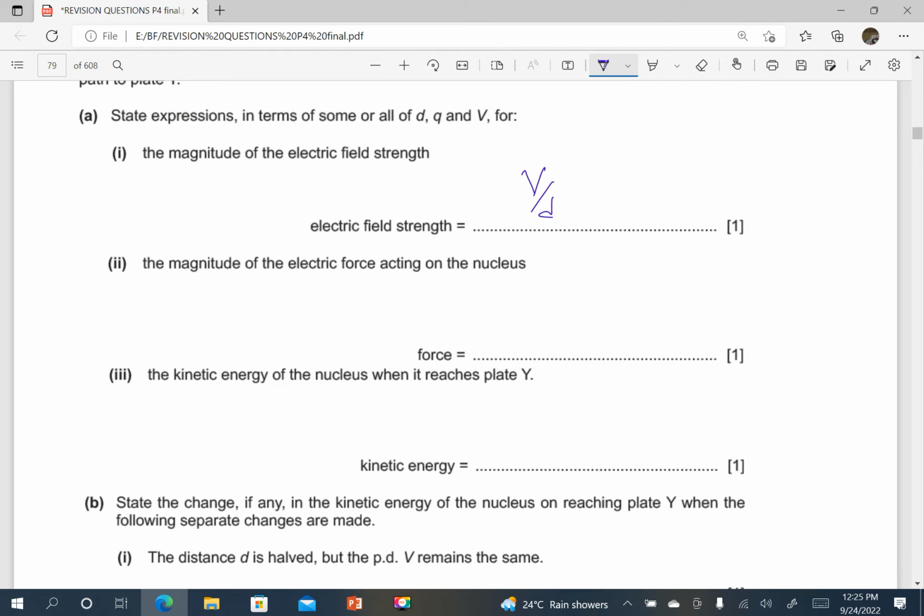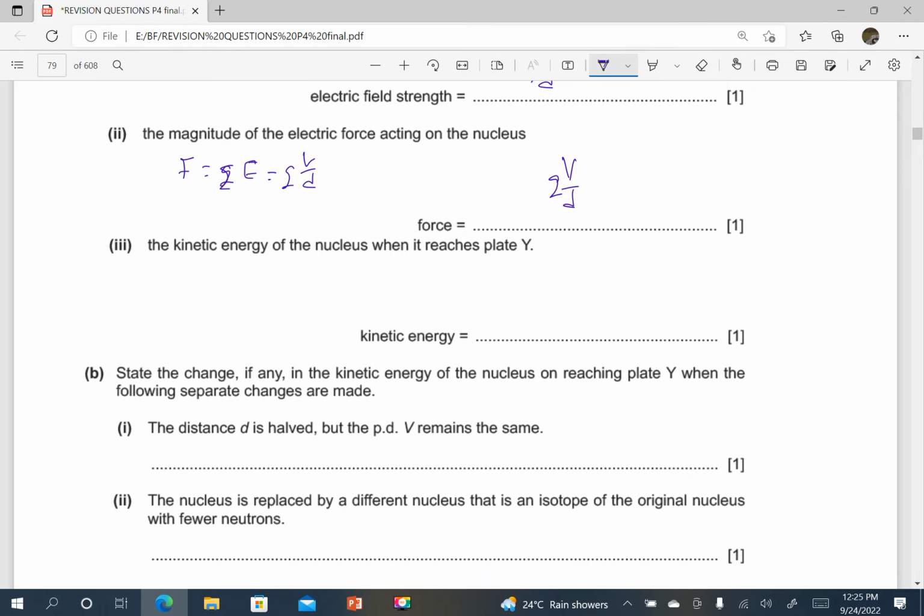Then the magnitude of the electric force, F is QE. Force is charge times electric field strength, which will be equal to charge times V over d. So this is QV over d, because we want to state in terms of only those ones. Kinetic energy is the same as the work done. Therefore, kinetic energy is going to be charge times accelerating PD. So this is Q times V.